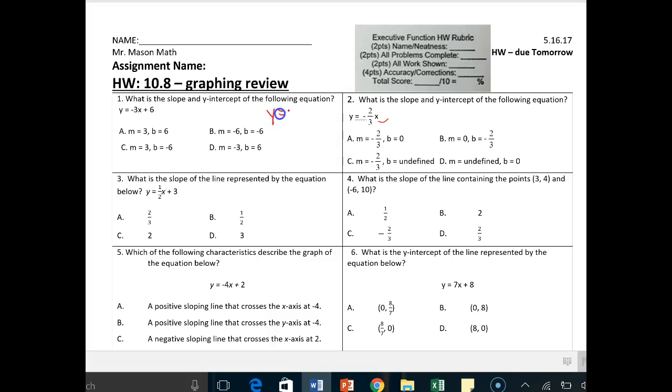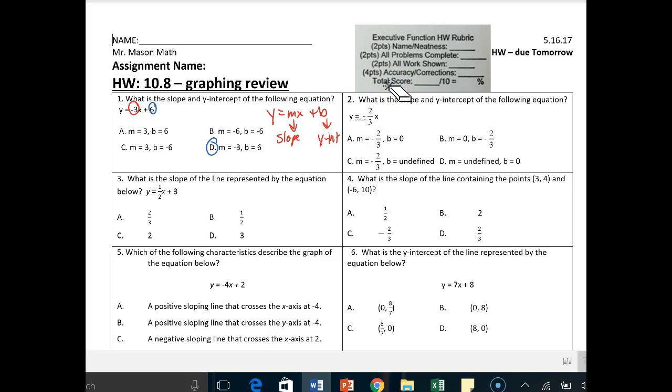Remember, if we have y equals mx plus b, the coefficient m represents the slope, and the constant b at the end represents the y-intercept. So the slope in this case is negative 3, and the y-intercept is 6. So your slope m is equal to negative 3, b is equal to positive 6, and D is your answer there.